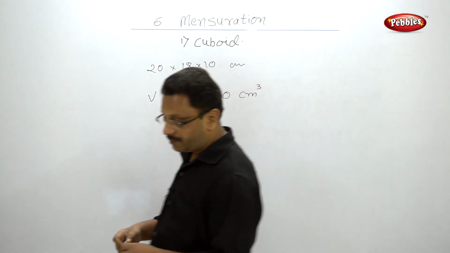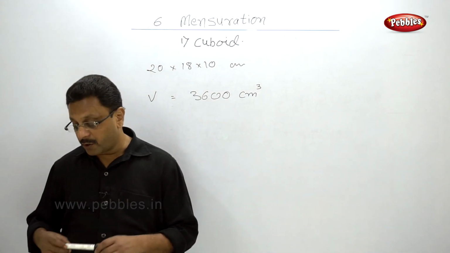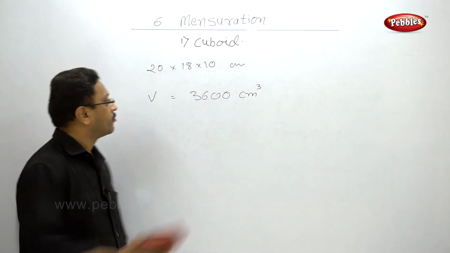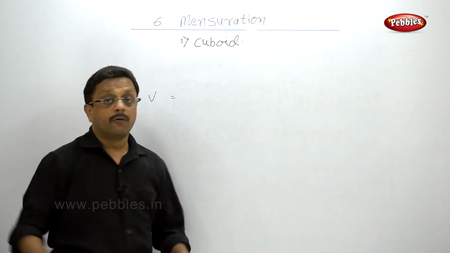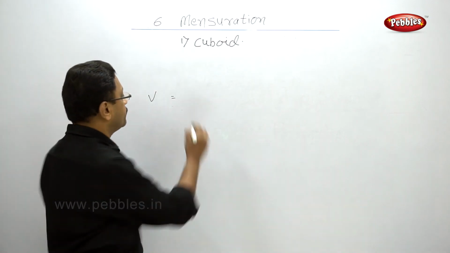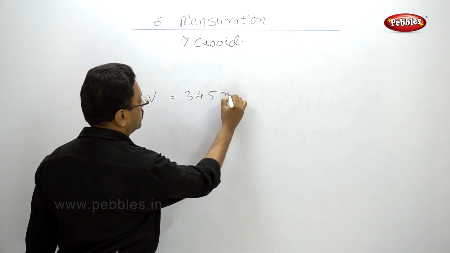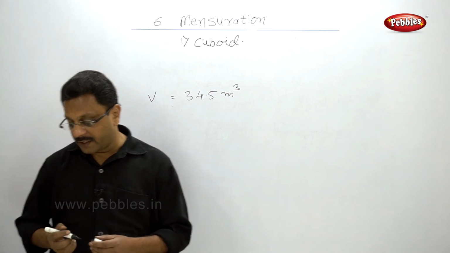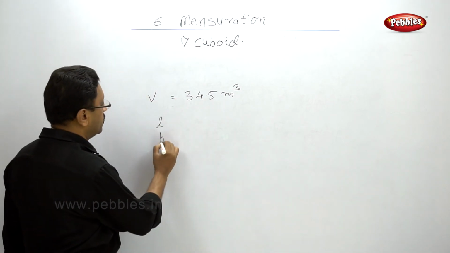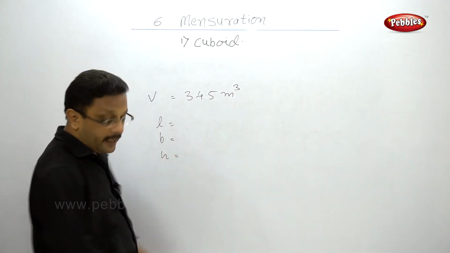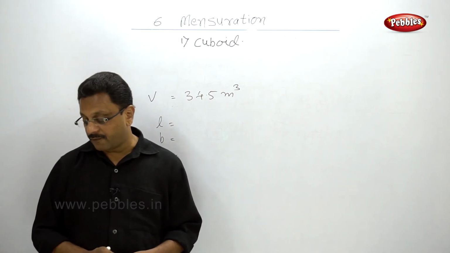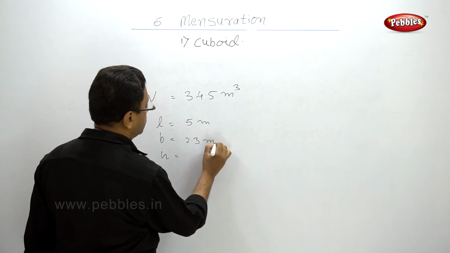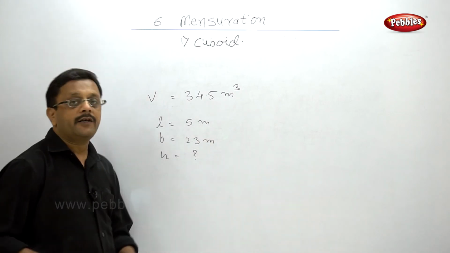Let us see one more example. A container used for transportation has capacity 34.5 meter cube. Now in this case, the volume is given, 34.5 meter cube. The length and breadth of the container are given. Length and breadth of the container are 5 meters and 2.3 meters, and you have to find out the height of the container.